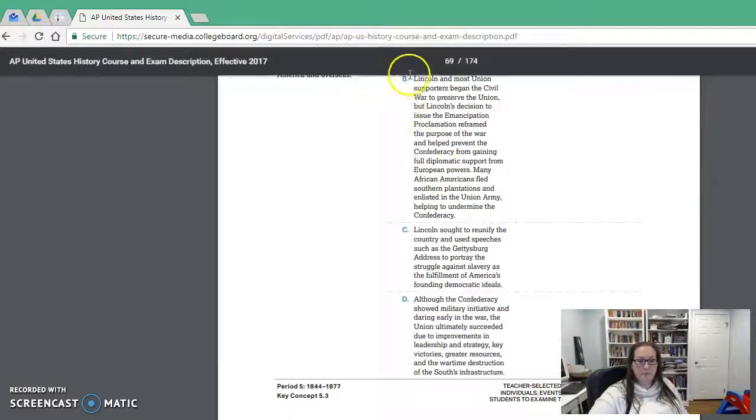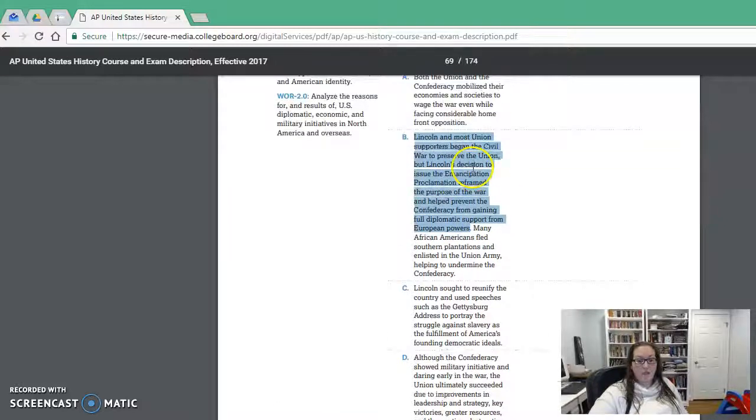Okay, moving on. B. Lincoln and most Union supporters began the Civil War to preserve the Union, but Lincoln's decision to issue the Emancipation Proclamation reframed the purpose of the war and helped prevent the Confederacy from gaining full diplomatic support from European powers.